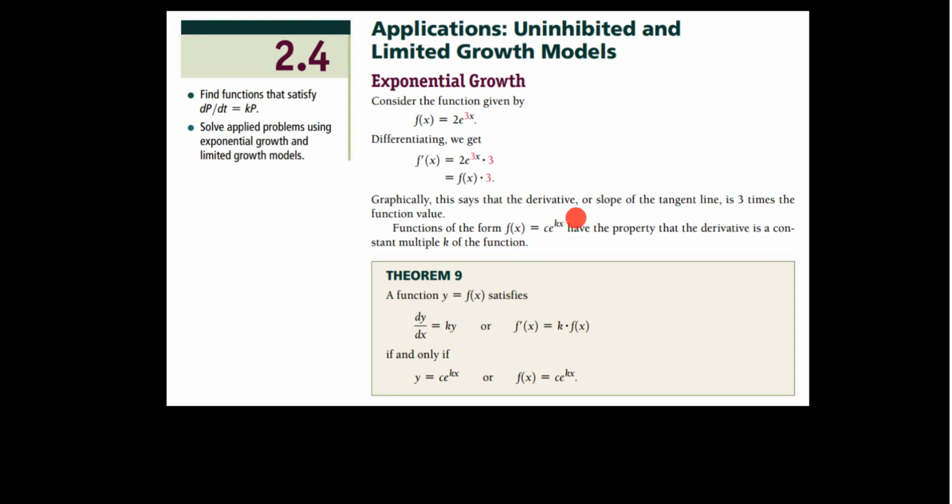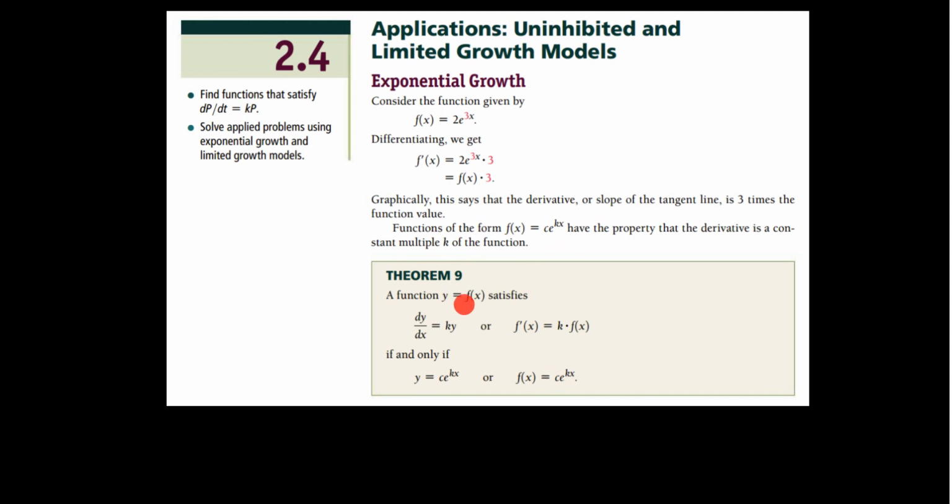Graphically, this says that the derivative, or the slope of the tangent line, is 3 times the function value. That makes sense. Functions of the form f of x is equal to ce to the kx are very important, and we're going to be doing that a lot, at least for the first two examples. They have the property that the derivative is a constant multiple k of the function. So our theorem that we're starting off with here, I'll do it in a second.